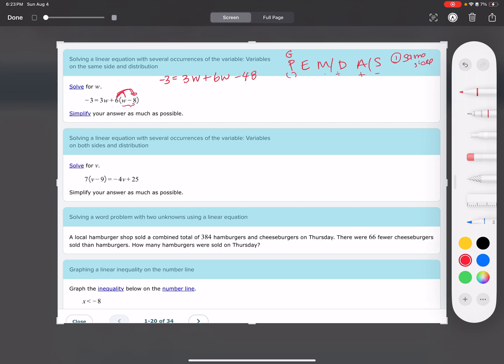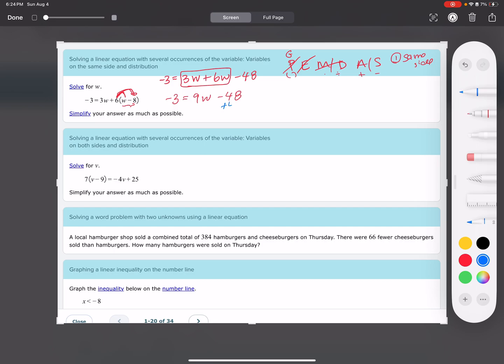The next thing: now I have parentheses, I have no exponents, and I look for multiplication and division. I don't have any multiplication and division, I just have addition and subtraction. So if you notice, I have these two here together, and I have negative 3 equals, that's going to be 9W minus 48. So I've simplified it as much as possible for the right side and the left side.